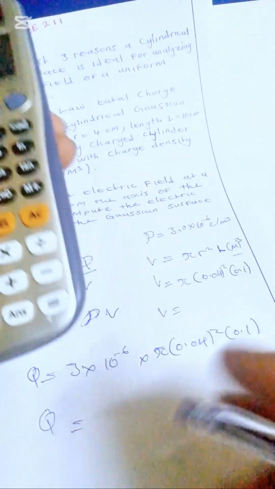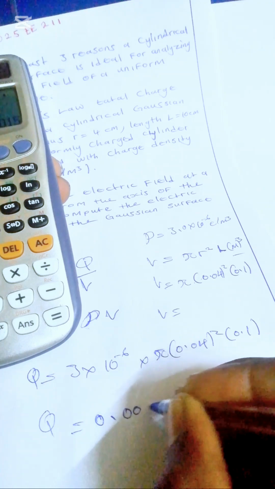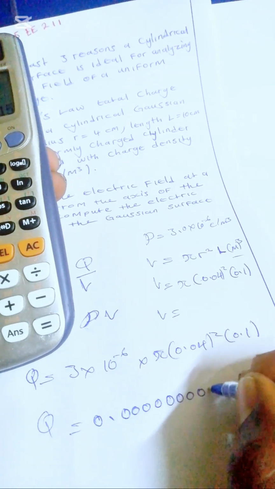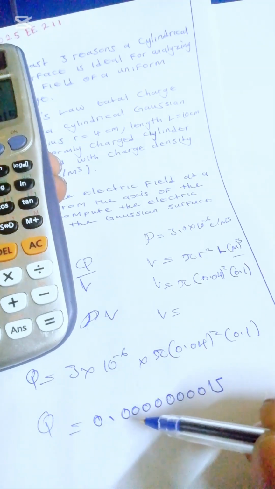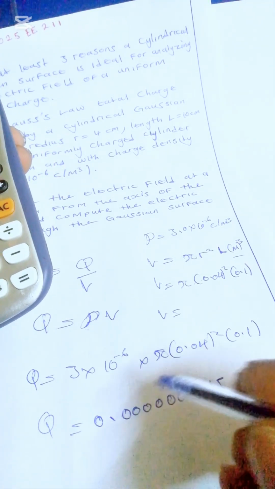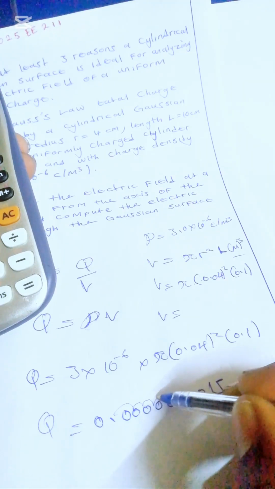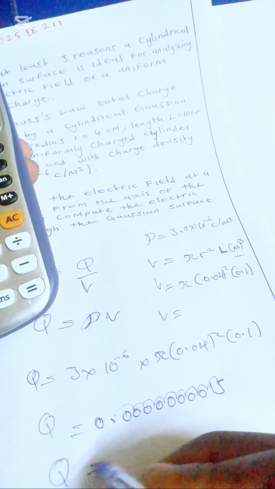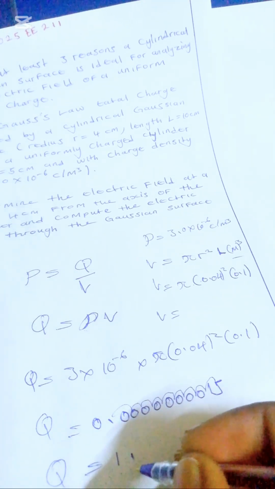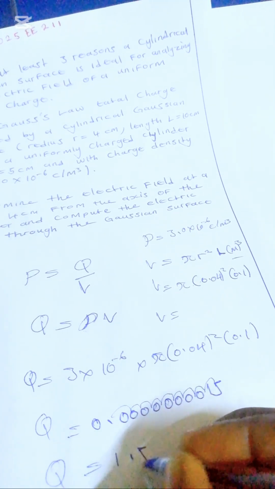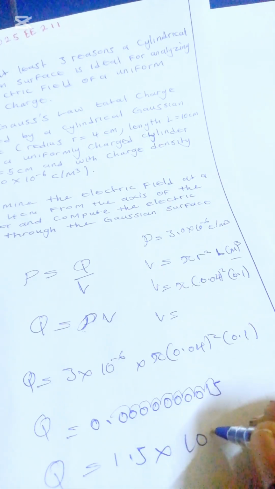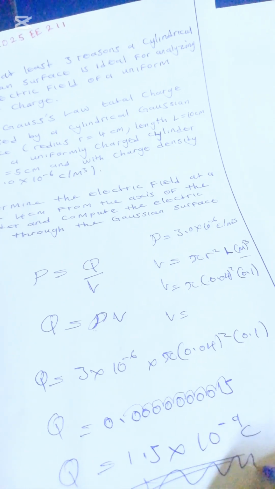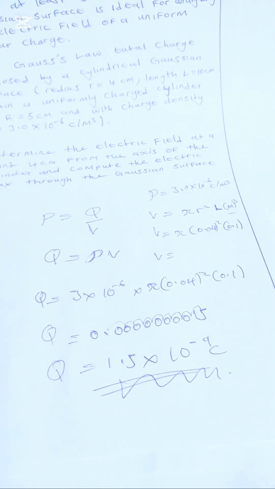So I'm having 0.00000000015. So I'll make it into standard form, which is 1, 2, 3, 4, 5, 6, 7, 8, 9. So I'm going to have 1.5 times 10 to the power negative 9, which is coulomb. Okay, so that would be my answer.